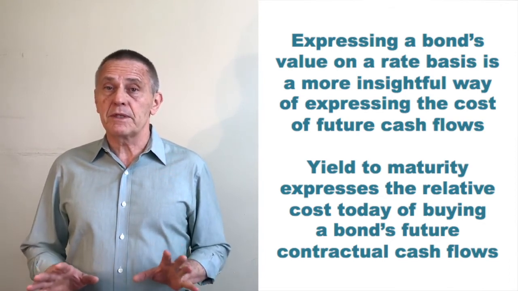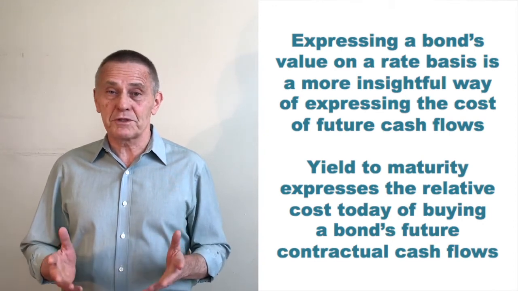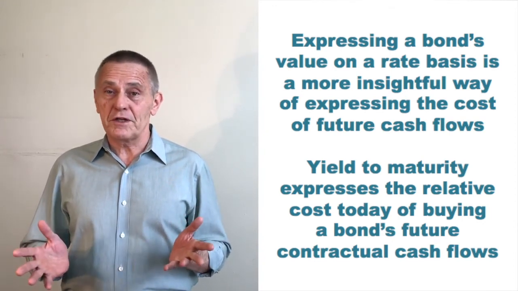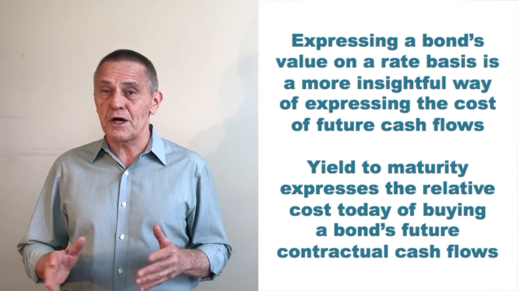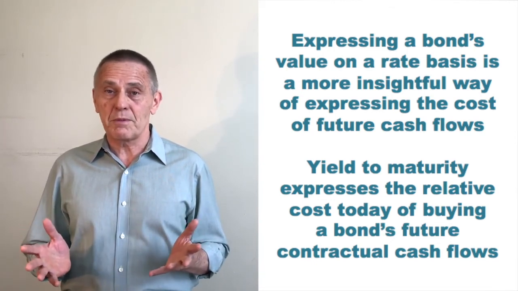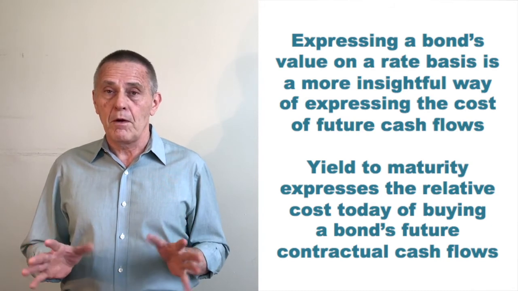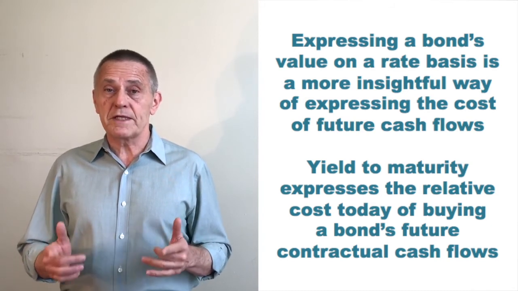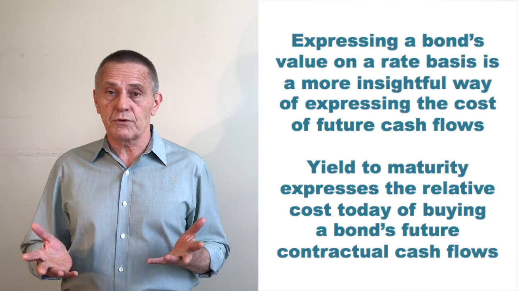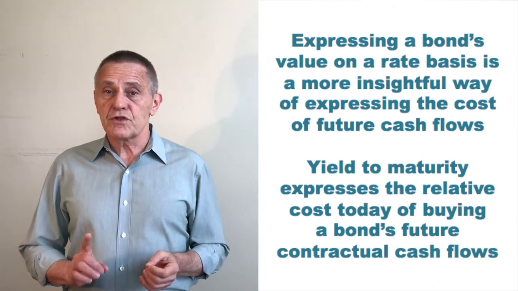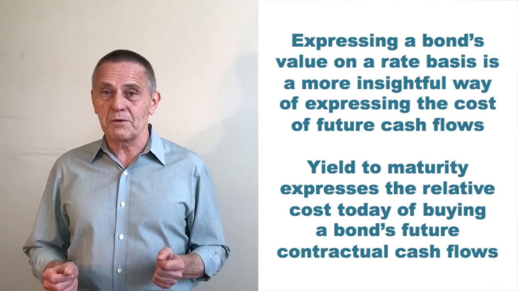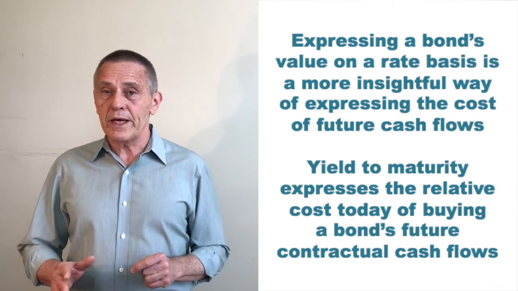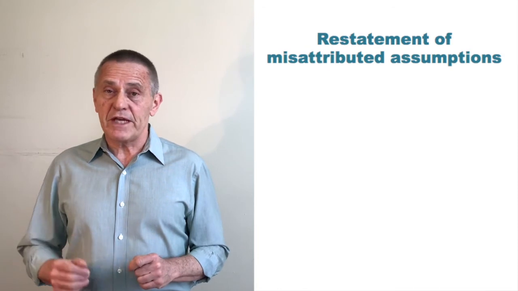Now that's a very big issue, and that will be the subject of future videos. I might end up having to do 3 or 4 videos to try to make that issue as clear as possible. But to wrap up the discussion of the assumptions implicit in yield to maturity, is there some way that the misassumptions that we described earlier could be stated in a way that made them relatively accurate?